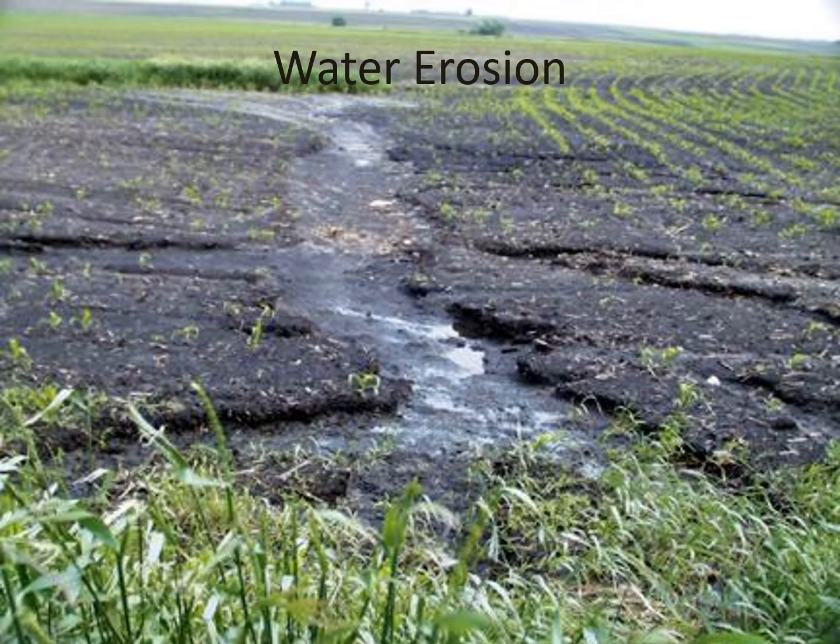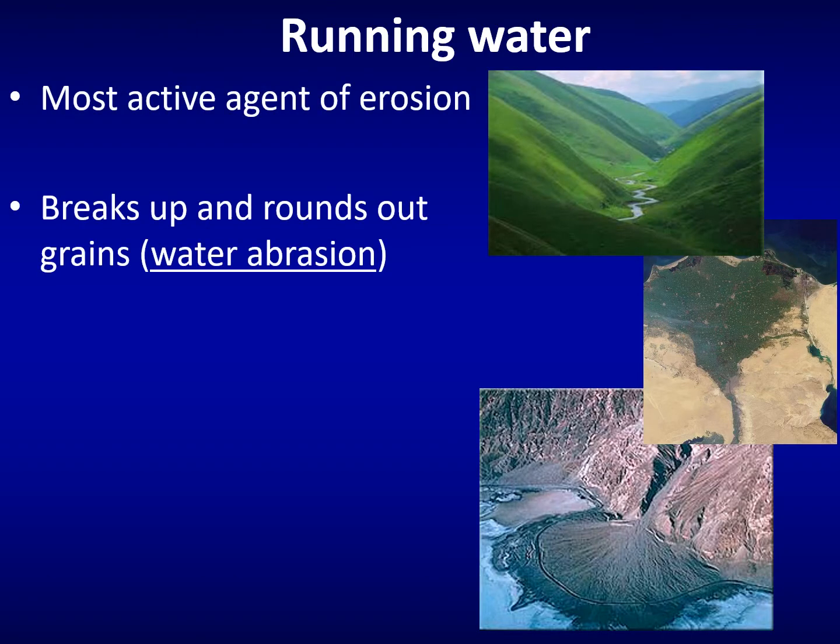Water erosion is where water moves material. You can see a picture of an example of this here. Running water is the most active agent of erosion. It breaks up and rounds out grains through water abrasion.